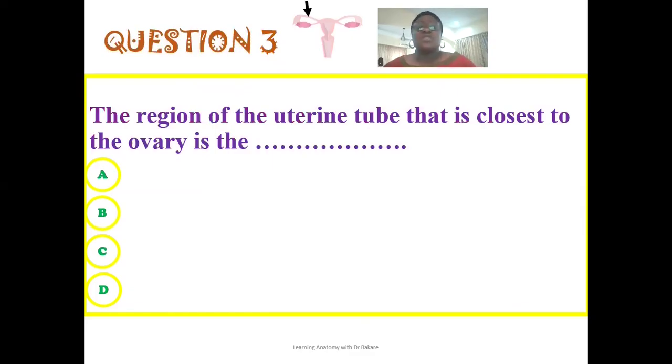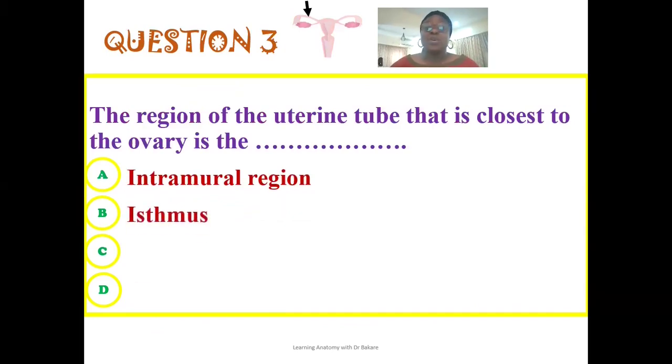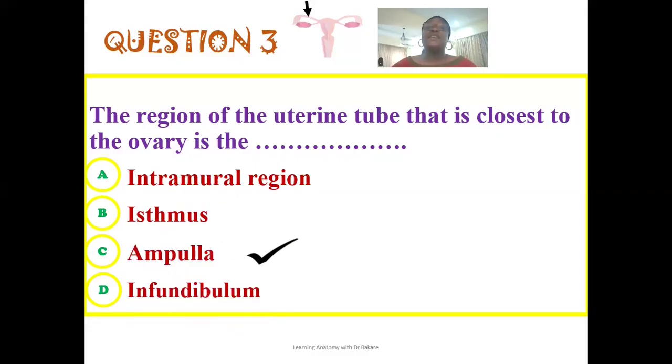So let's go to the third question, and this reads that the region of the uterine tube that is closest to the ovary is the dash. We know that the uterine tube has four specific regions. So which of these is seen to be located close to the ovary? Is it the intramural region? Is it the isthmus? Is it the ampulla? Or is it the infundibulum? The correct option here is the infundibulum.